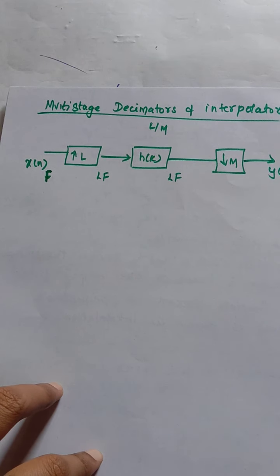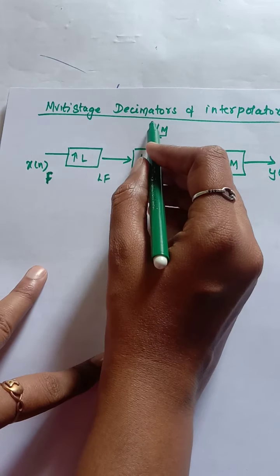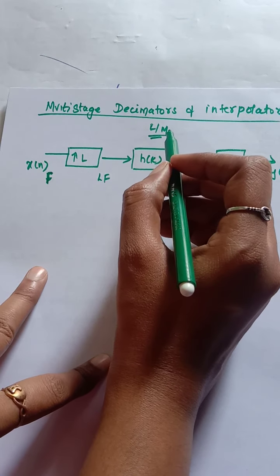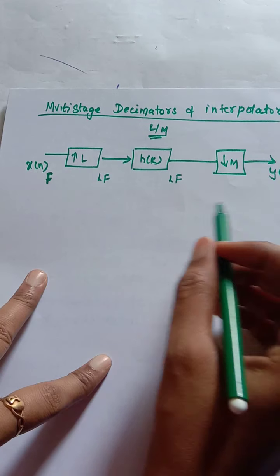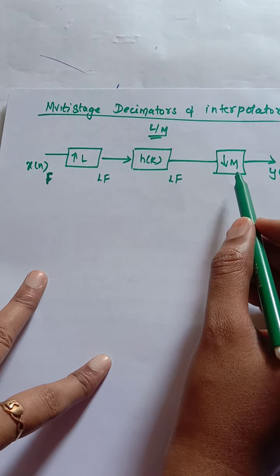Hi students, in this video we are going to discuss multi-stage decimator and interpolator. In most practical applications, sampling rate conversion by a rational factor, that is, a sampling rate in the form of L by M, is required. So now consider this system. Here you are going to perform both interpolation as well as decimation.